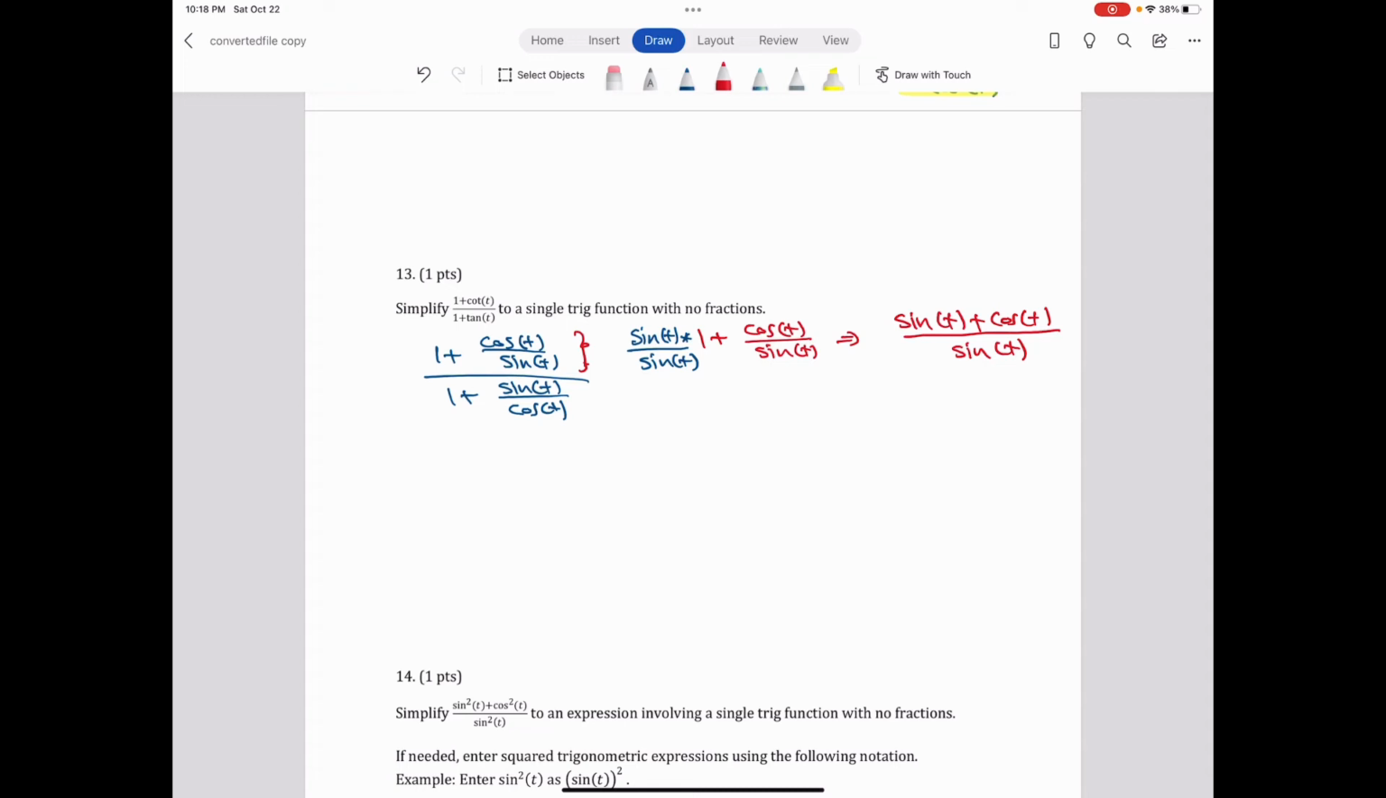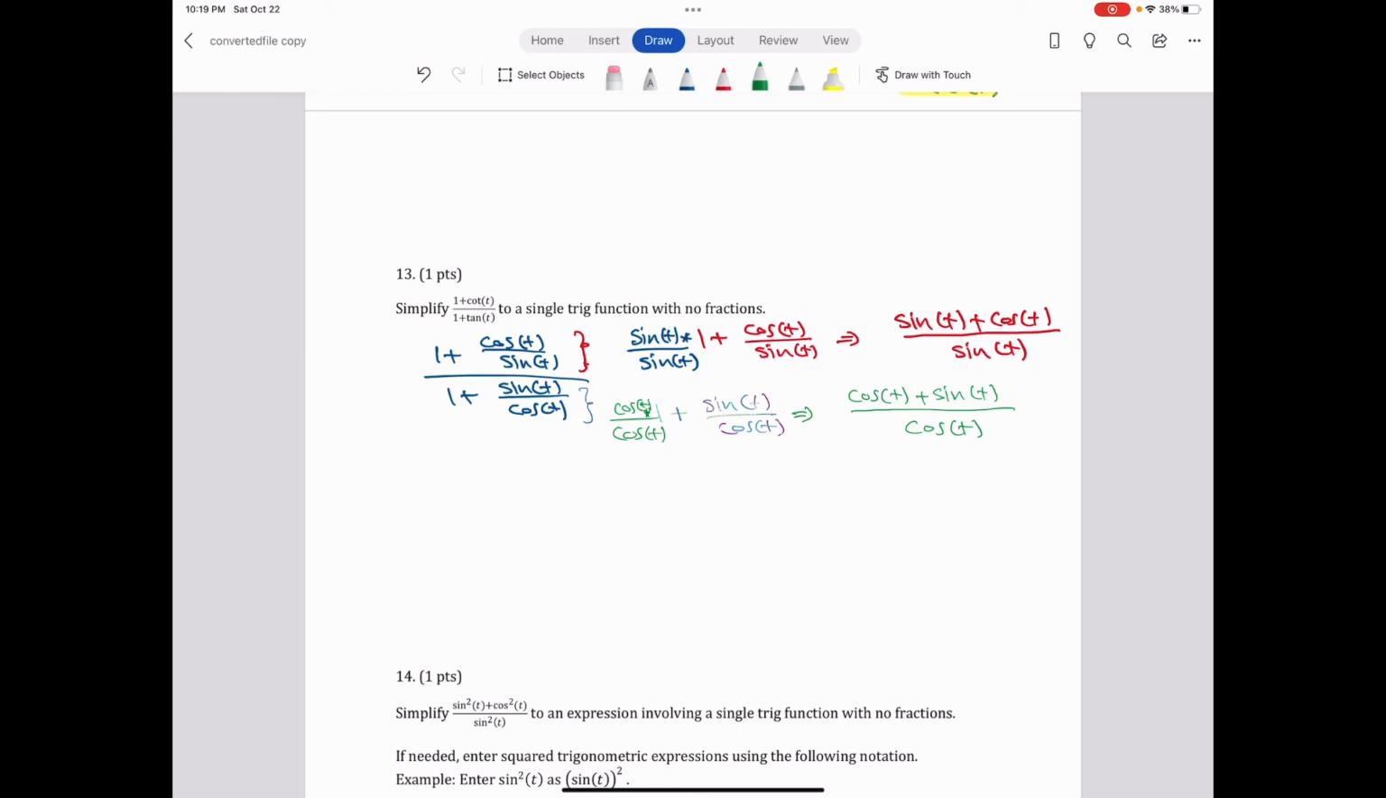The denominator, I will do it in a different color. So denominator is equal to 1 plus sine t over cosine t. So I will need to have the same denominator as well. So I'm going to multiply the 1 by cosine t, and I will divide by cosine t. So this is going to become cosine t plus sine t divided by cosine t.